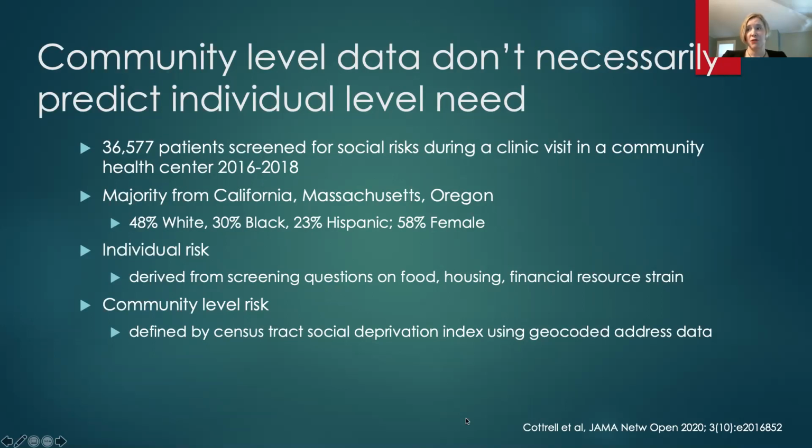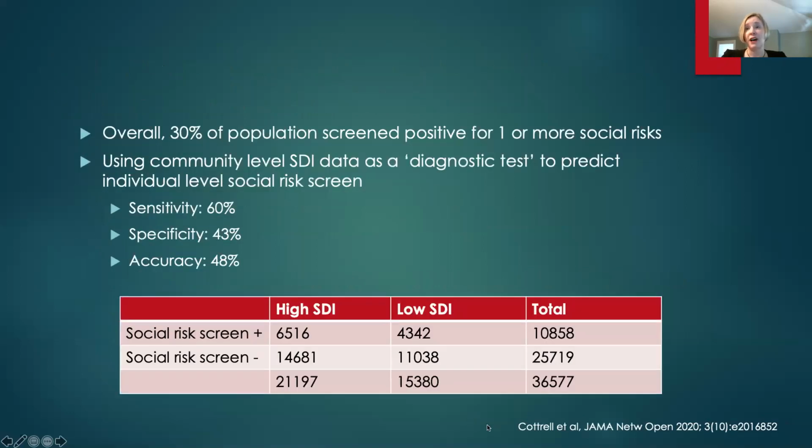They defined individual risk in the study as derived from the risk reported on these screening tools in the clinic, and they defined community level risk as defined by census tract social deprivation index using geocoded address data. And the social deprivation index was a composite of 7 metrics from the American Community Survey, including poverty, education, single parent households, rental units, housing unit overcrowding, lack of vehicles in the household, and unemployment. They found that overall 30% of the population screened positive for one or more social risks, but using community level data to predict that risk was not particularly helpful.